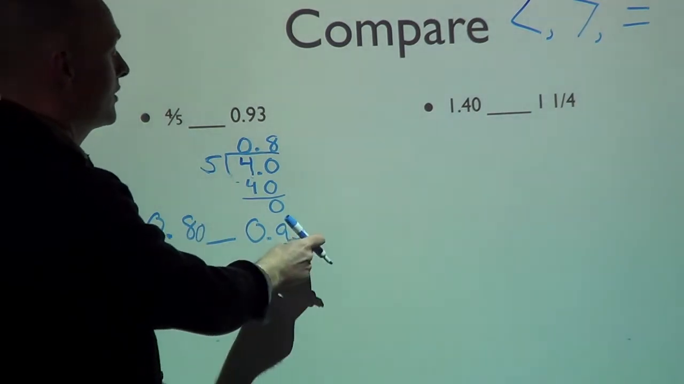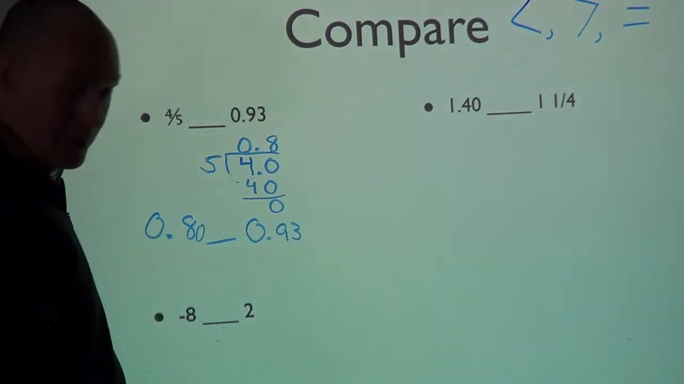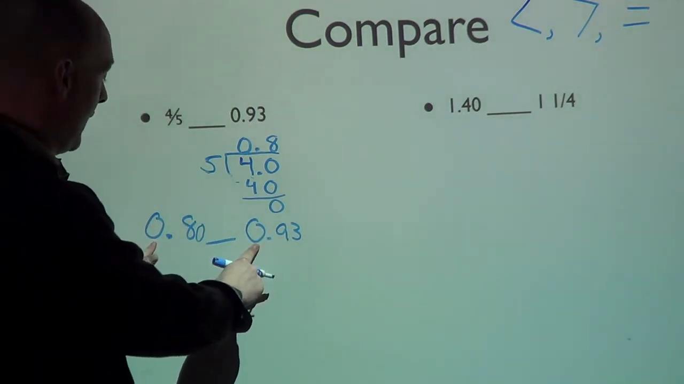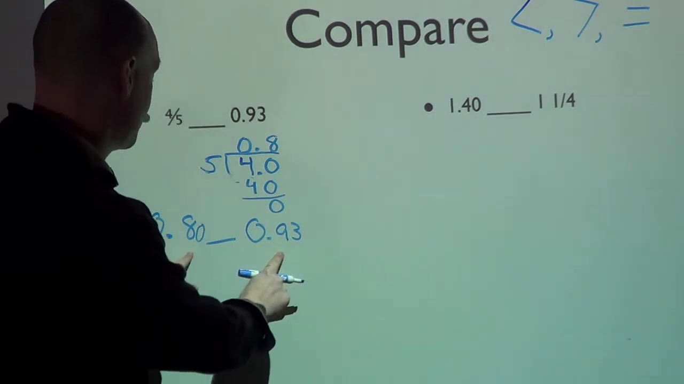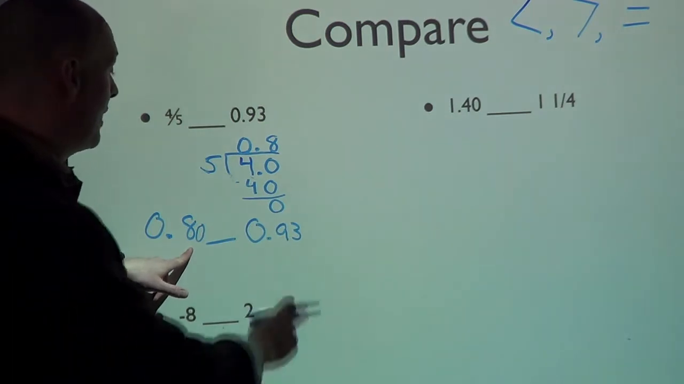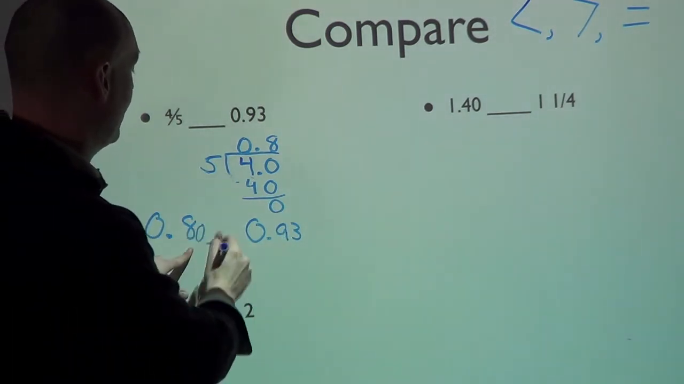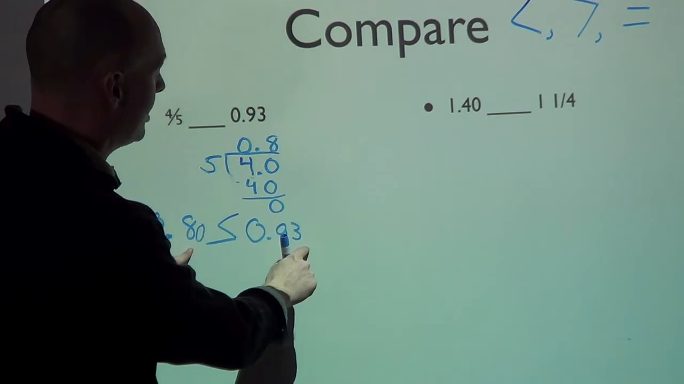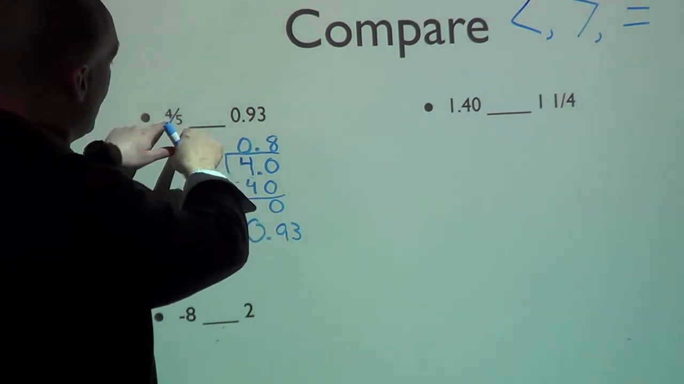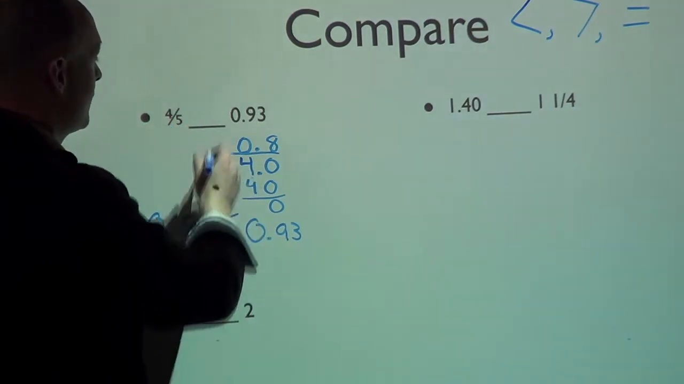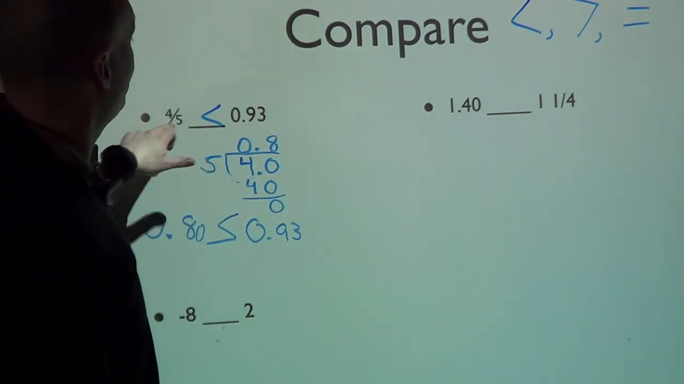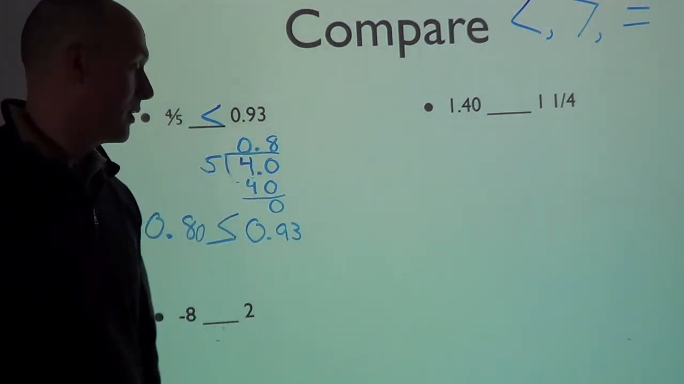really 80/100 to 93/100. So let's go ahead and compare. 0 and 0, they're the same. Let's look at the next place. Ooh, I see an 8 and a 9. I could stop right there because I know 9 is greater than 8. So therefore 93/100 is greater than 80/100. 4/5 is equal to 80/100. So therefore we know 4/5 is less than 93/100.